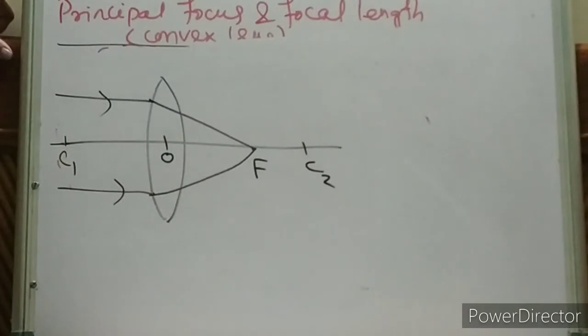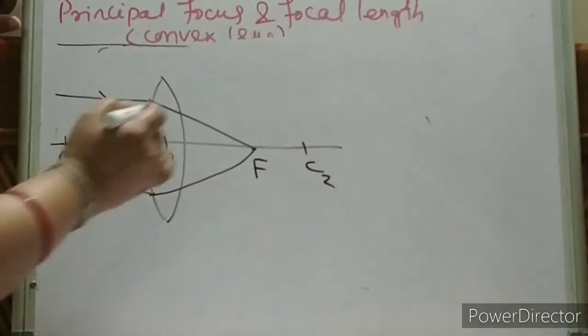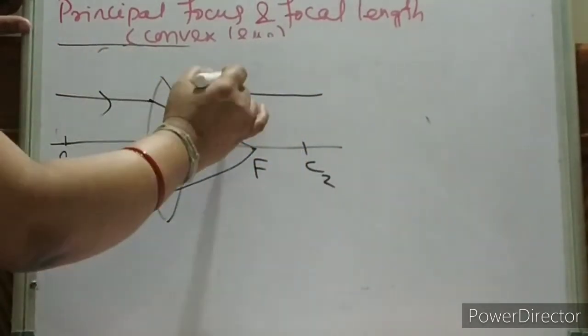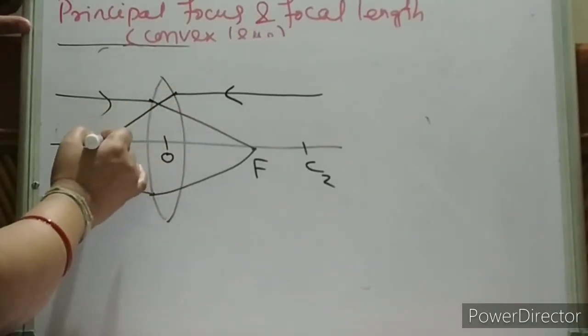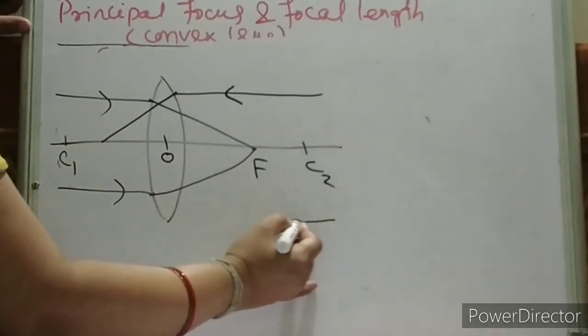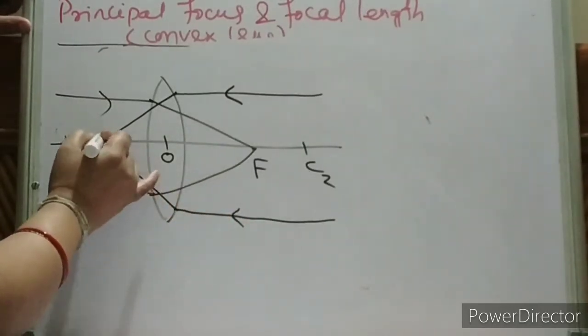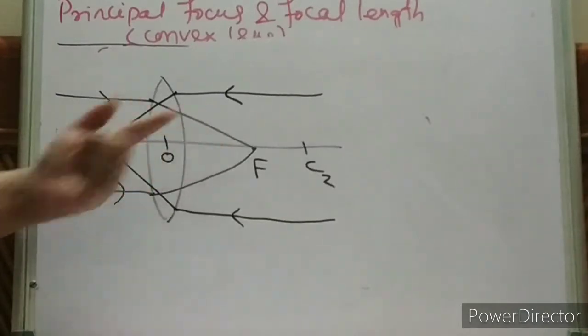Now if the ray strikes like this, let me draw another one. Now let the ray be coming from this side, then it will bend like this. So this is your second focus. Clear, children? So it has got two foci and both are symmetric.